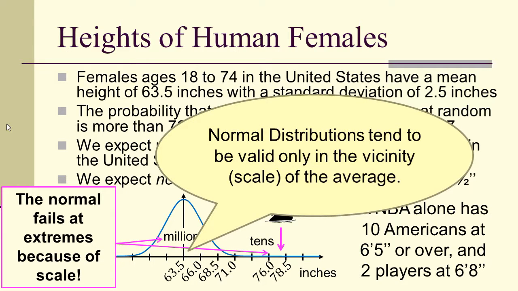And the problem is that normal distributions tend to only be valid in the vicinity or scale of the average. So at the average, we're looking at millions upon millions of women. But once we get out to the extremes, we're trying to actually say something probabilistically when we only have tens or at most hundreds of actual instances.